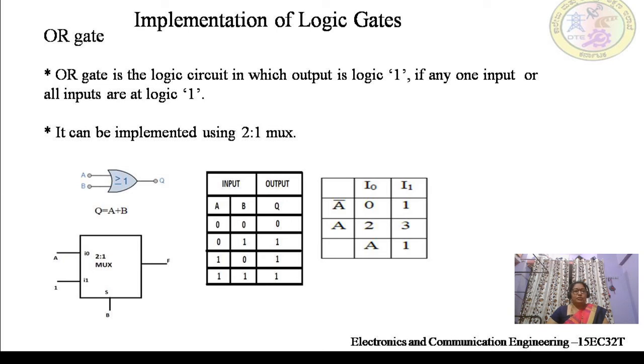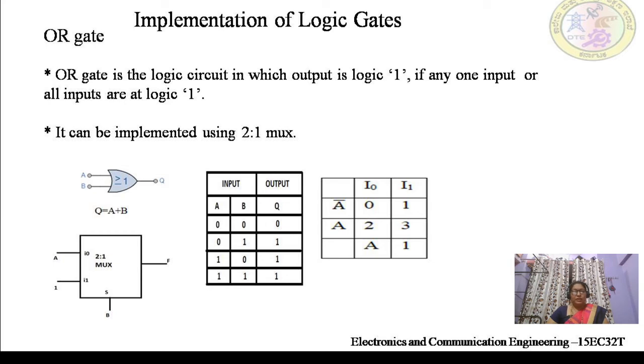First, coming to the OR gate. First I'll define what an OR gate is. An OR gate is a logic circuit in which the output is 1 if any one input is 1, or all of its inputs are 1. Or in another way, I can say that the output is 0 if all of its inputs are at logic 0.